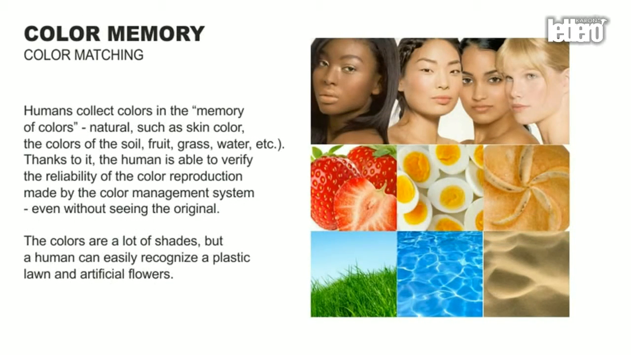Humans accumulate a memory of natural colours, such as skin colour, the colours of the soil, fruit, grass, water, etc. Thanks to this colour memory, humans are able to verify the reliability of the colour reproduction made by the colour management system, even without seeing the original. Colours have a myriad of shades, but a human being can easily recognise a plastic lawn or artificial flowers.